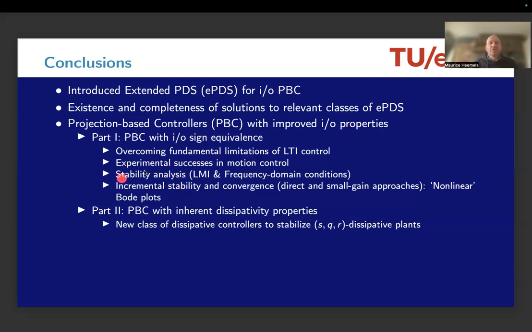I showed you tools to do stability analysis, both using LMIs and frequency domain conditions, right, where we have a strong, let's say, ambition to work on these frequency domain conditions, because they're very useful for redesign of controllers and design of controllers, and give robustness indication and match industrial practice. We studied incremental stability and convergence via two different approaches: a direct one, a direct piecewise quadratic incremental Lyapunov function design when certain LMIs are satisfied, or a small gain type of approach as a first start of working with nonlinear Bode plots for steady-state performance specifications.